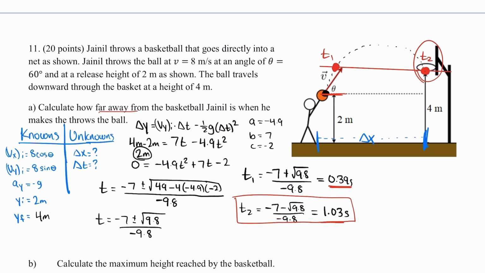t2 is going to be the time I'm going to use to calculate how far Jano is away from the basketball net. The question of calculating how far away something is is a horizontal one. And in the horizontal direction, I just have one equation: xf equals xi plus vxi times delta t. So I'm going to call my initial position 0, and I'm looking for this final position. My final position is going to be that initial horizontal velocity, which is 8 cosine theta, 8 cosine of 60, multiplied by this time, 1.03 seconds. So I'm going to get a final position of 3.89 meters away. That means Jano is 3.89 meters away from the basketball net.